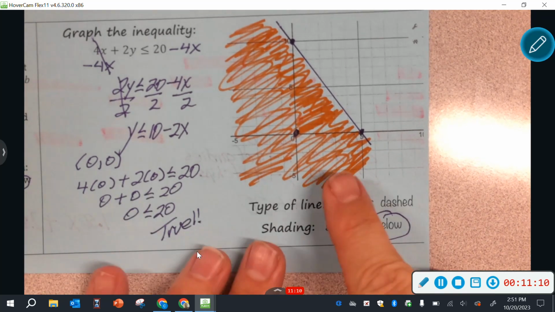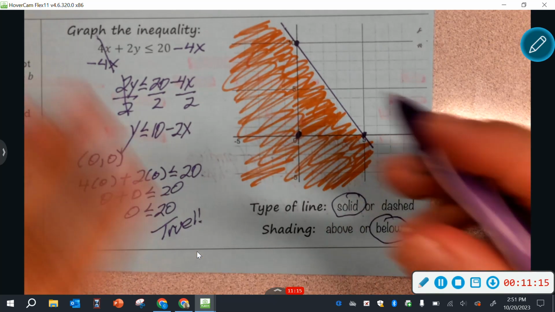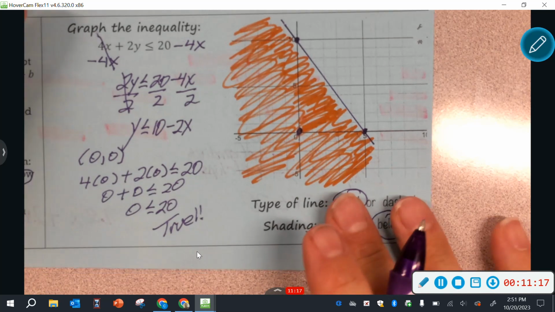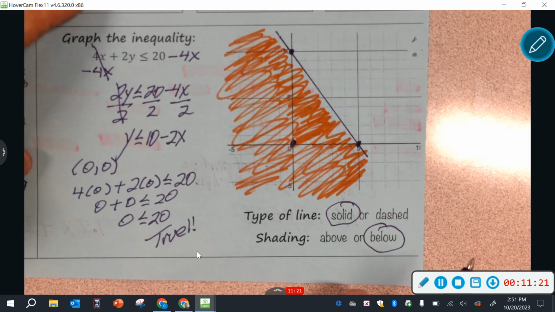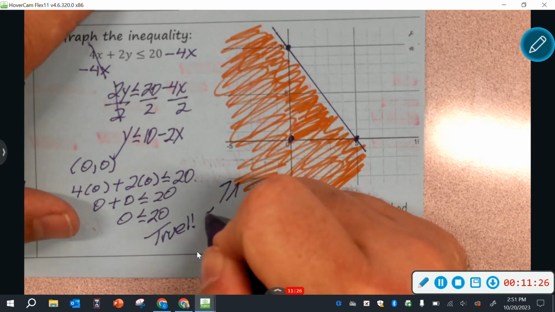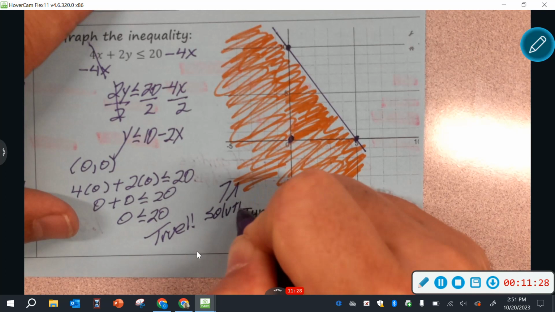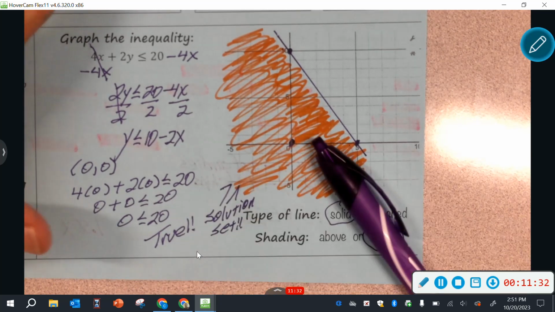Okay? So again, any point that I pull from this shaded area is my solution set. So the shading is going to be your solution set. So make sure you write that down. The shading is your solution set. Okay, now you can do the practice.